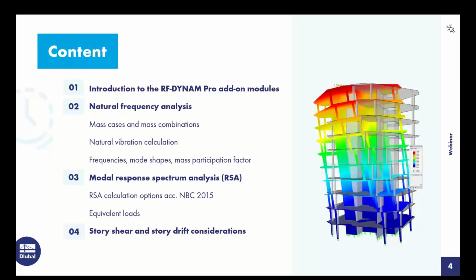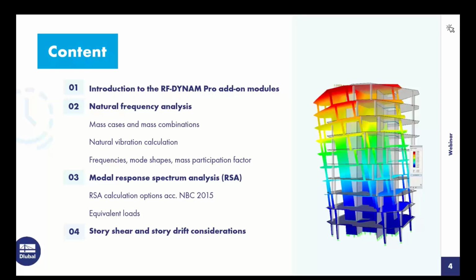So as far as the content over the next hour today, I want to give a brief introduction to the RF-DYNAM Pro add-on module. These are add-on modules for dynamic analysis embedded within our main program, RFEM. Then we'll move on to our example for today by running first a natural frequency analysis. In order to do this, we must set up our mass cases and mass combinations. We'll run that natural vibration calculation, and from here, we'll determine the frequencies, mode shapes, and mass participation factors.